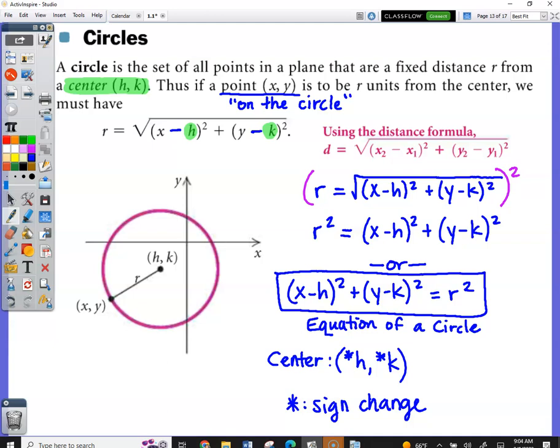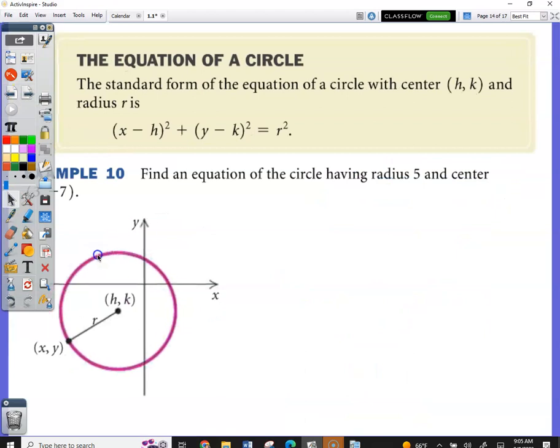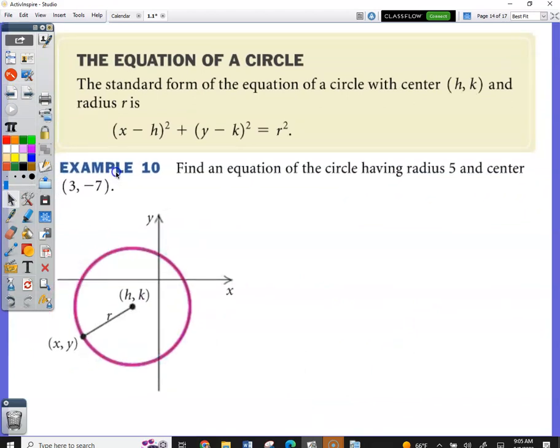And that matters, because look at what the order is. Okay, so now let's practice it so you can see when this is going to happen. Is everybody good here? I copied the equation over so that you didn't have to flip back. Let's read the directions. Find an equation of the circle with a radius of 5 and a center of 3, -7.